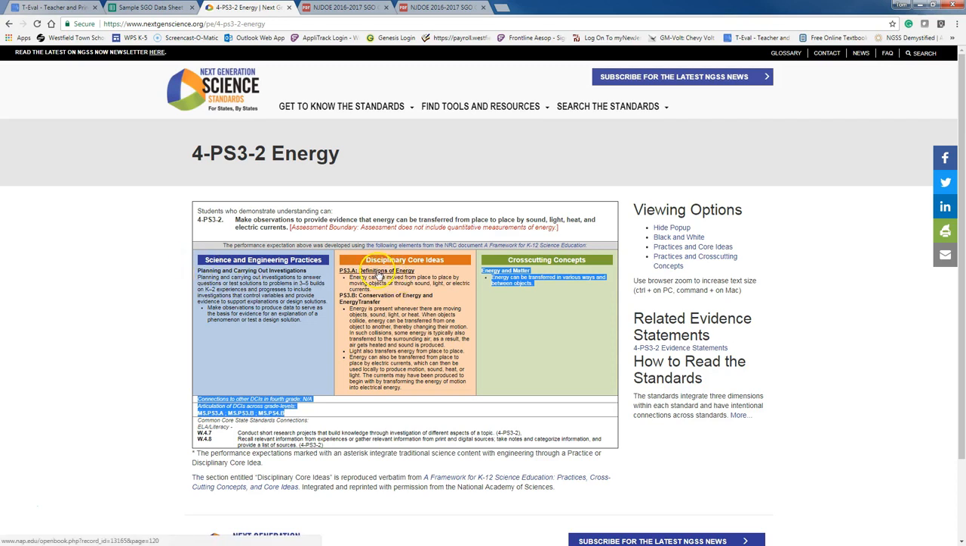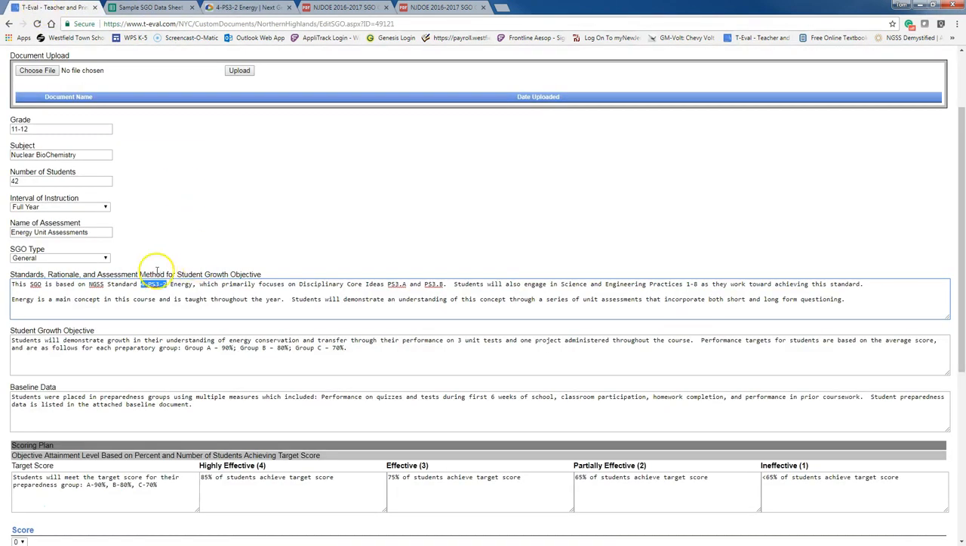So you might also want to focus on the DCIs and the science and engineering practices. Now, in meeting this performance expectation, I'm sure you're going to be going through many more science and engineering practices than just planning and carrying out investigations, but that's the one that's highlighted here. So you can see that I referenced the DCIs there, and in this case I said basically you're going to engage in all of the SEPs to meet that standard.